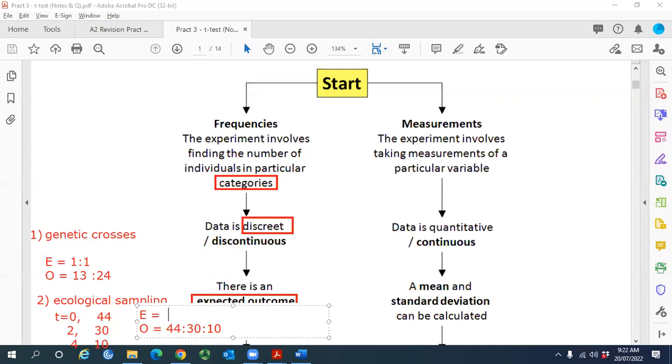Your expected ratio will always be 1 to 1 to 1. So when you do a chi-square test for ecological sampling, it is usually 1 to 1 to 1. Why? Because my assumption is that the introduction of the herbicide does not affect the population size of this plant. So this is what I want to test. Then after that, I get the observed ratio. I do my chi-square test.